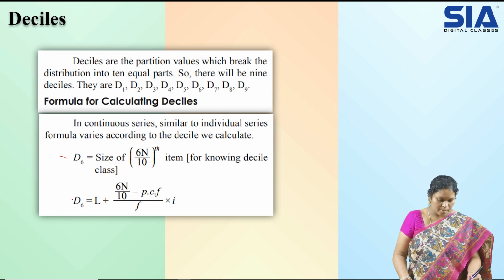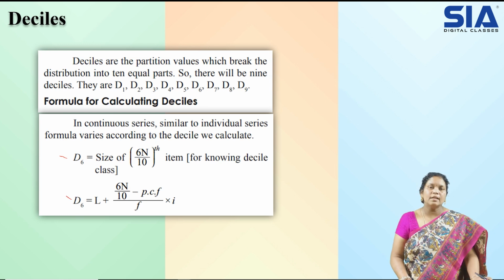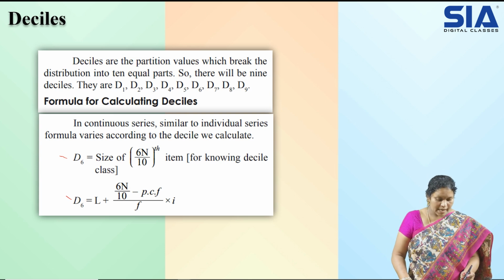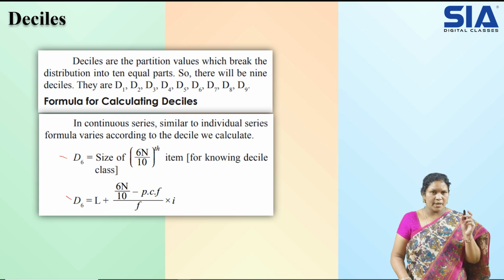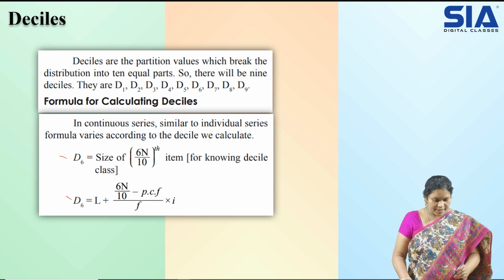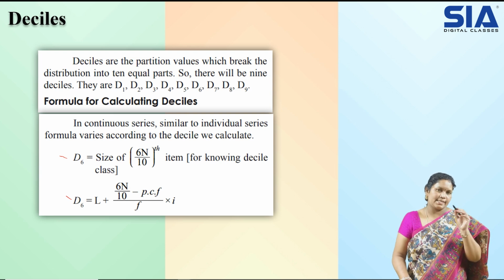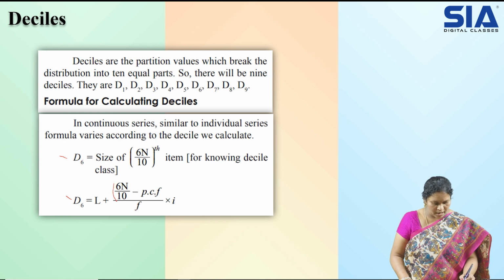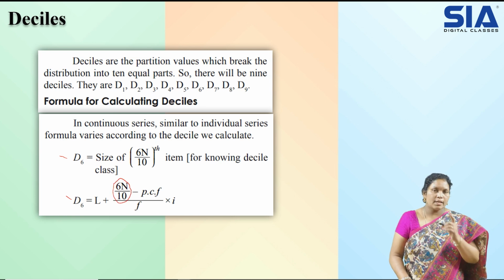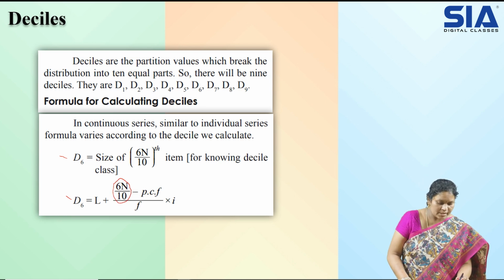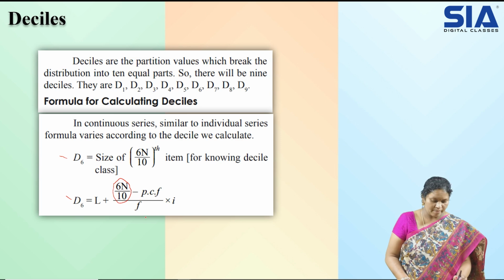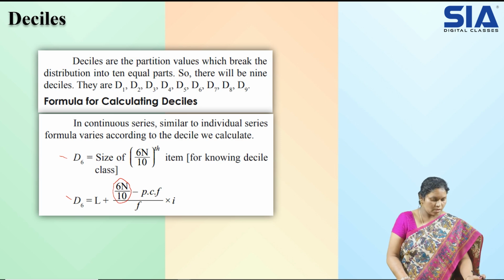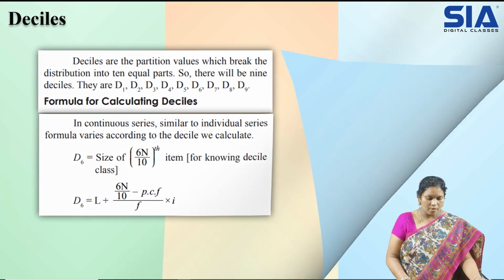From that, the formula is again the same, just like quartiles, percentiles and median. L plus n by 4, which we took for Q1. Here for deciles, for D6, the 6th decile, it is 6 into n by 10. This is the only part that changes in the formula. All others remain the same. Check it out: L plus 6n by 10 minus PCF by F into I. This also we will check using a problem.